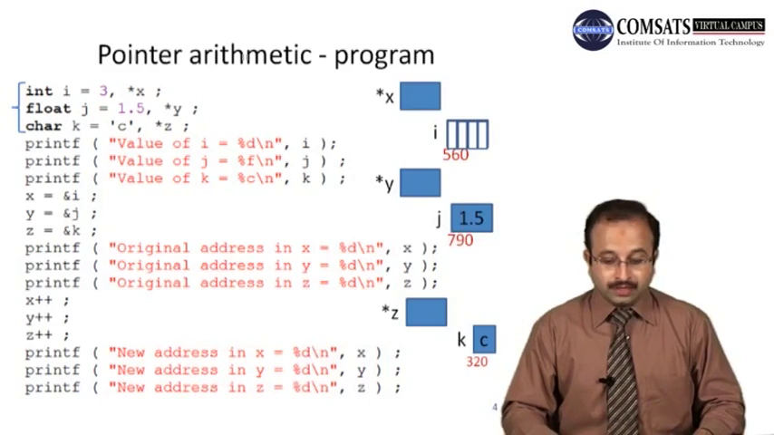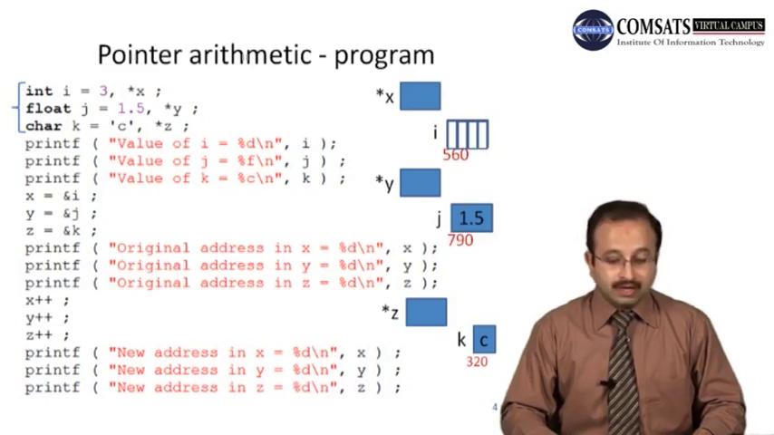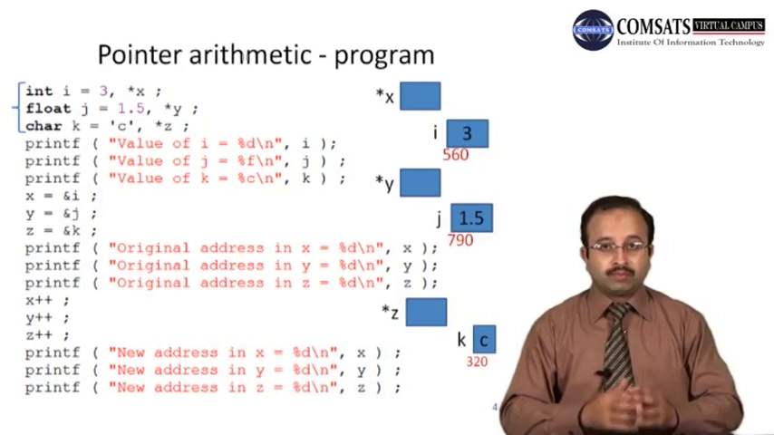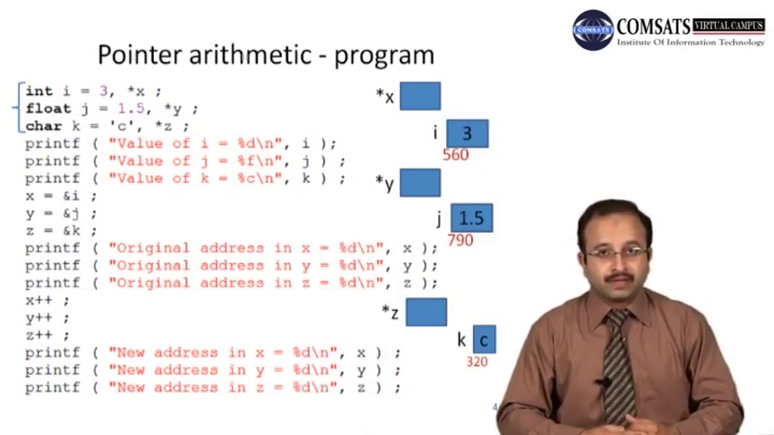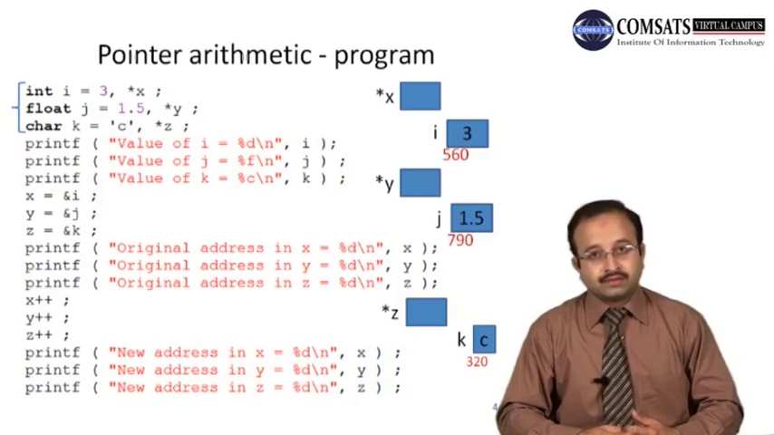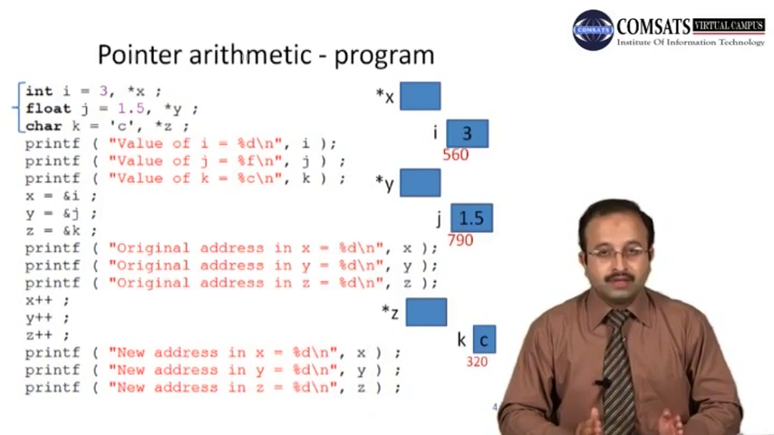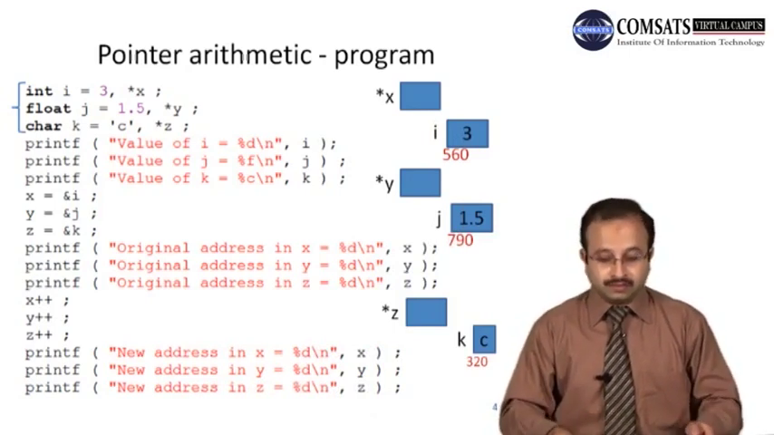As I told you before, if we declare an integer variable, let's say in this program we have integer variable i, then 4 bytes of memory will be allocated to that variable. As you can see, these are the 4 bytes that will be allocated, and 560 is the address of the first byte of these 4 bytes. What is the address of the next byte? 561, 562 and 563. So these 4 bytes constitute the memory for an integer variable. Okay?